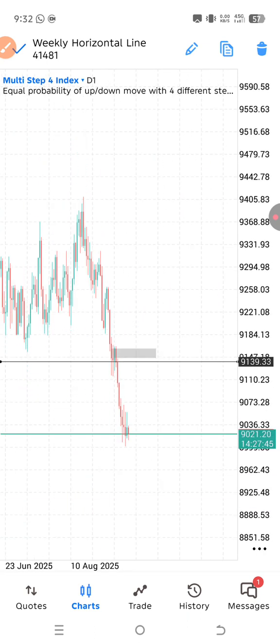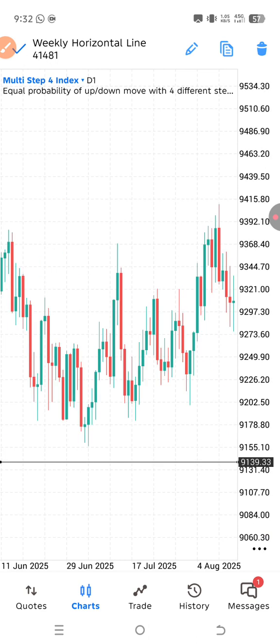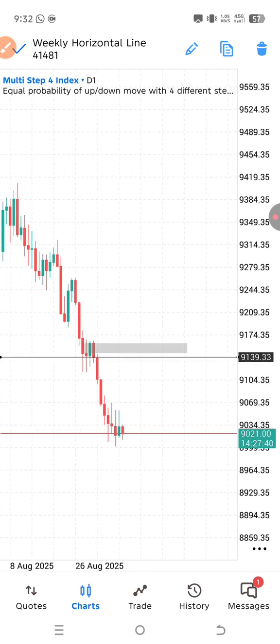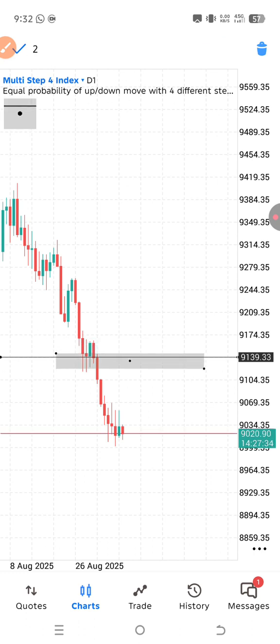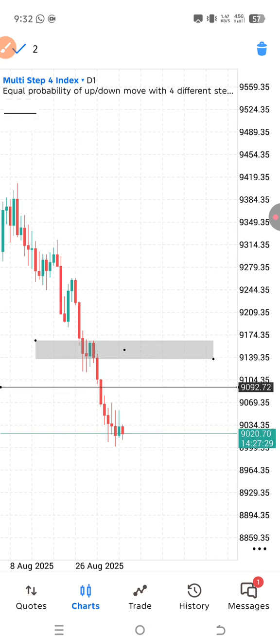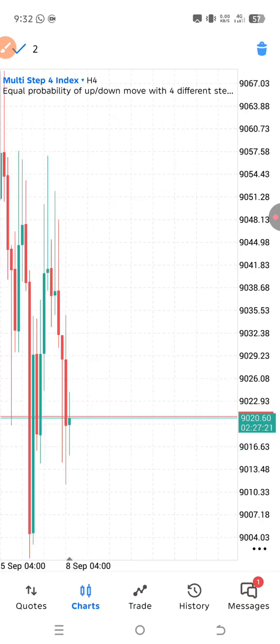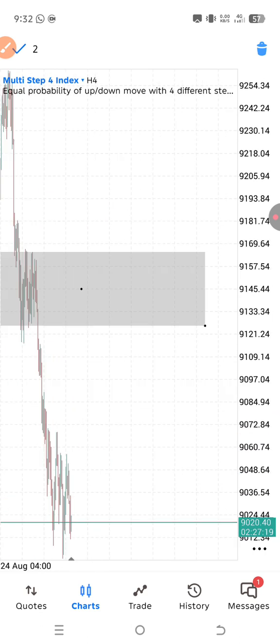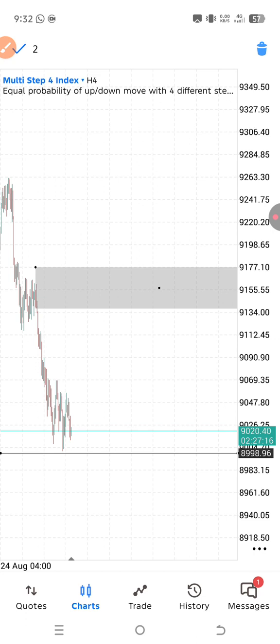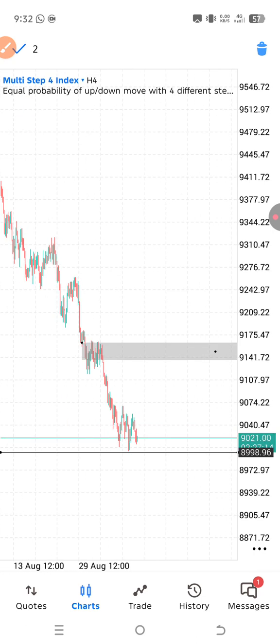You can see that before this bearish movement down, there is this order block here. You can use this order block on the daily time frame. But I would prefer to scale it down further to the 4-hour and see where exactly to put my supply zone. Okay, good.